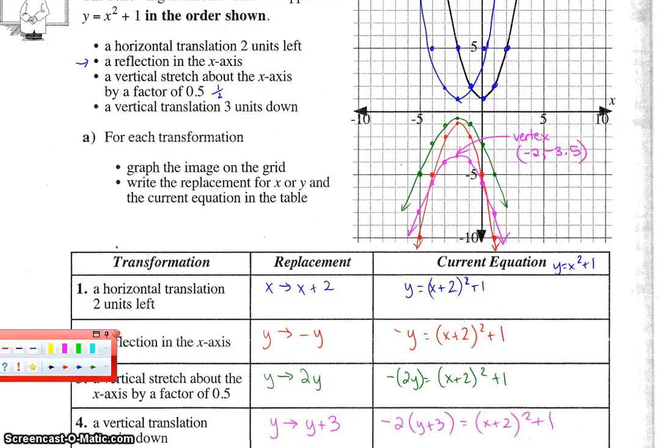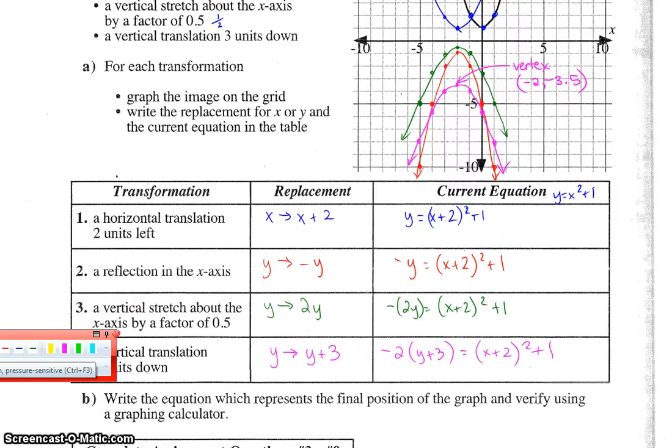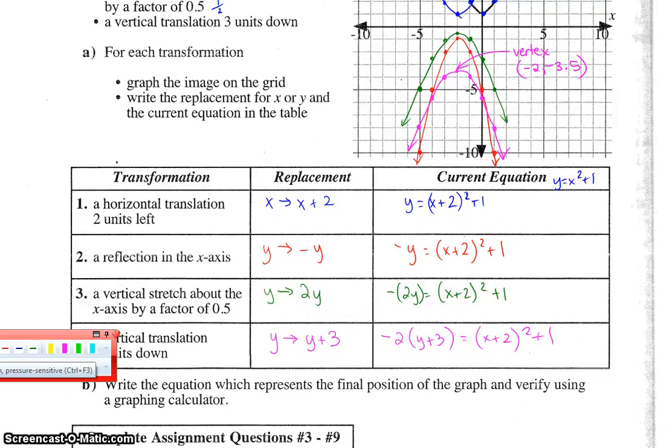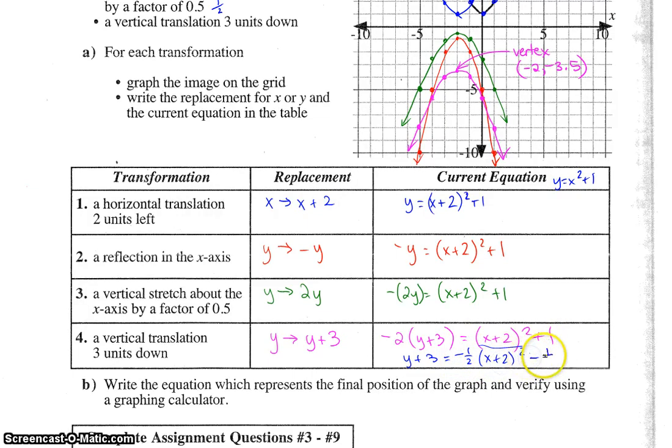Okay, so now we are going to look at the next part. Write the equation which represents the final position of the graph and verify using the graphing calculator. If we're going to do that, we need to isolate y in that equation. So we're going to go about doing that here. I'm just going to work down from there. So first I'm going to divide by -2. So we would have y plus 3 equals, now dividing this term by -2, we have to put it on the outside as -1/2. Okay, divide 1 by -2, we'd get -1/2.